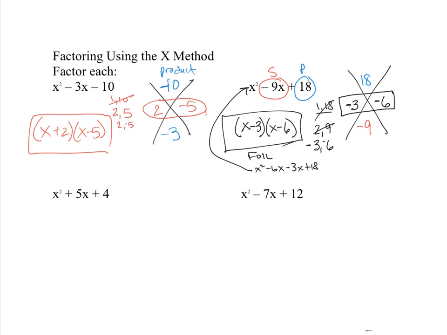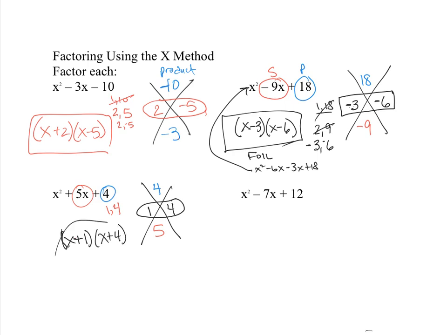Okay, let's try the next one. I have a product, again, of 4, and here a sum of 5. All right, let's try to find some numbers here. If I try to find two values, let's say 1 and 4, and I multiply these out, will I get 4? Yes. Can I add these and get 5? Yeah, that works. So 1 and 4. That one was easy. It was our first guess here. So x plus 1, and then x plus 4. Again, you can always double check this by FOILing these out.